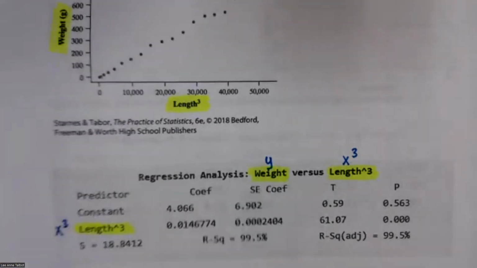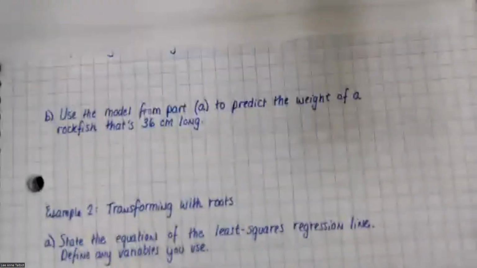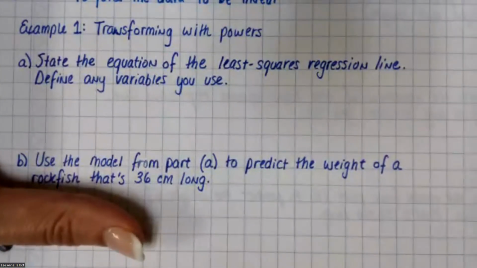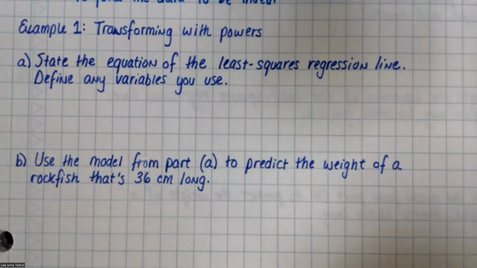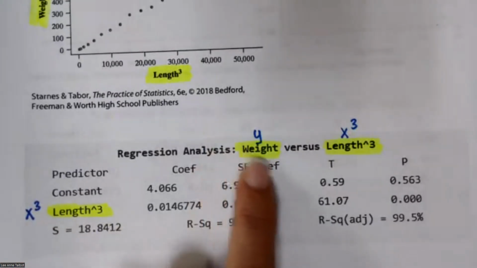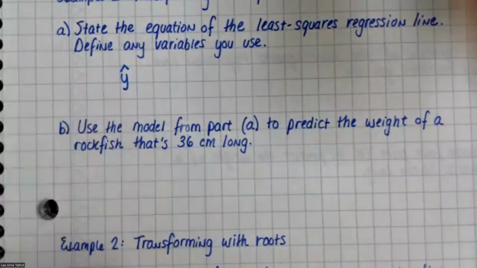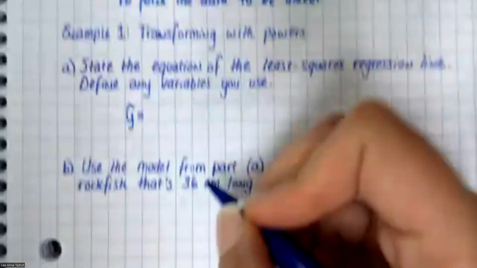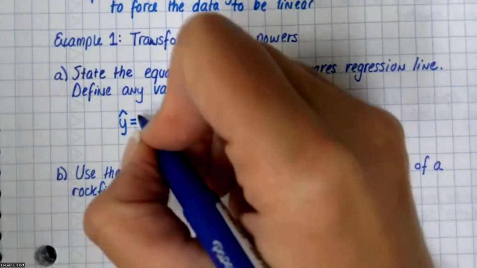So we're going to take this and go back here, and it says state the equation of the least squares regression line. Y hat is going to be its usual self because y was its usual self. And then we're just going to say equals. A is the constant.